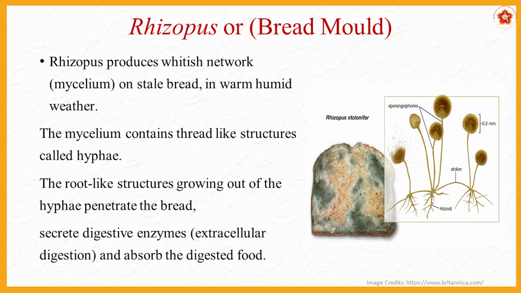The next kind of fungus is Rhizopus or bread mold. Rhizopus produces a whitish network on stale bread in warm, humid weather. These whitish patches are called mycelium. They contain thread-like structures called hyphae, as you see in the picture. And the lower part has somewhat the appearance of roots. These root-like structures grow into the bread, and they secrete digestive enzymes and digest the bread. This is extracellular digestion.